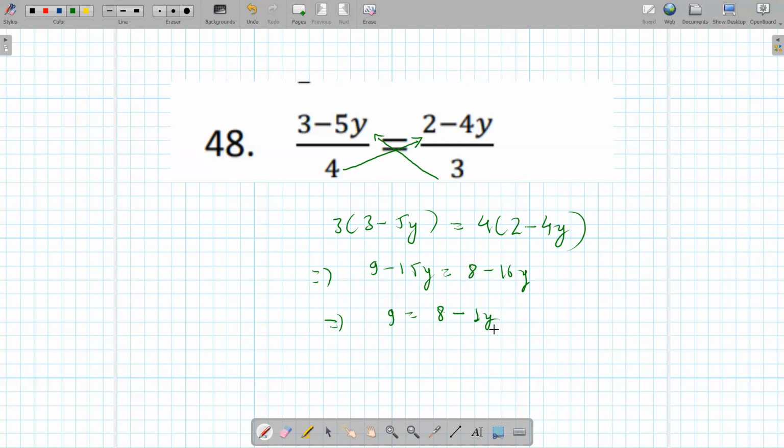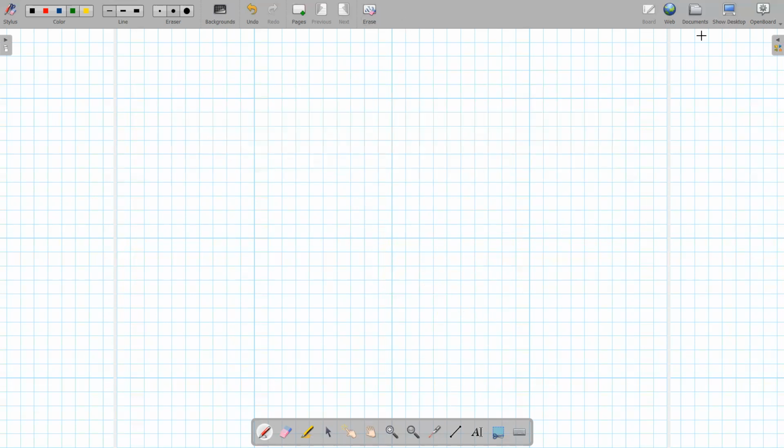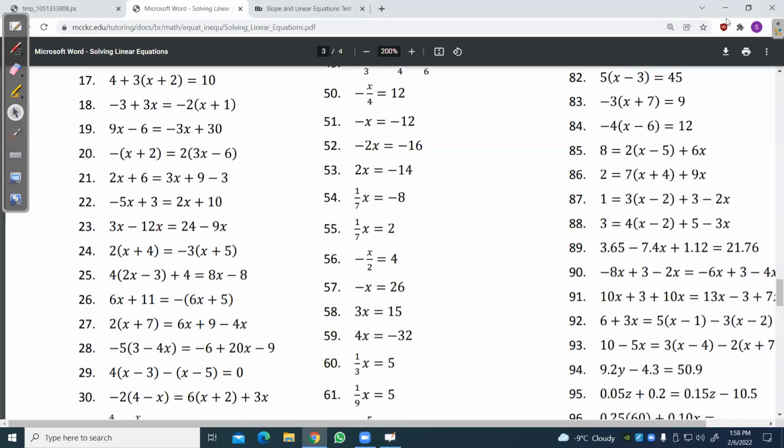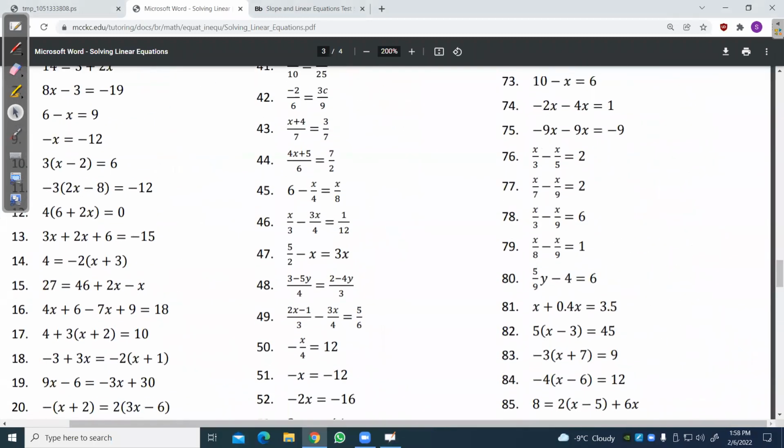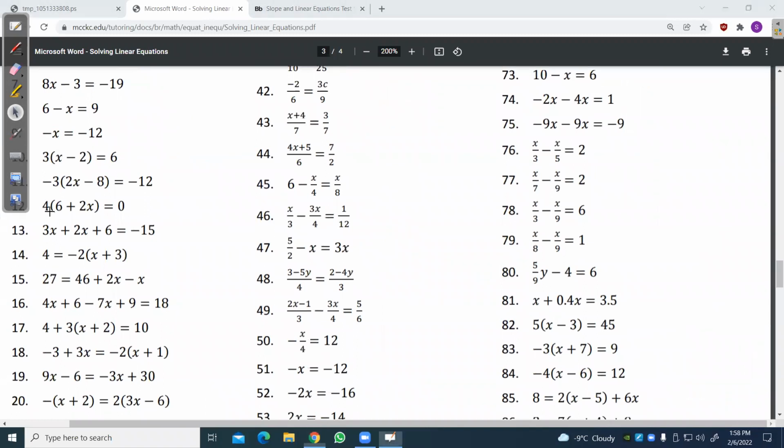You get rid of the 8. Yeah, so you subtract 8 on both sides, you get negative 1y equals 1. Then you can divide both sides by negative 1. y is equal to minus 1. Final answer. Let's see if there's any juicy ones.